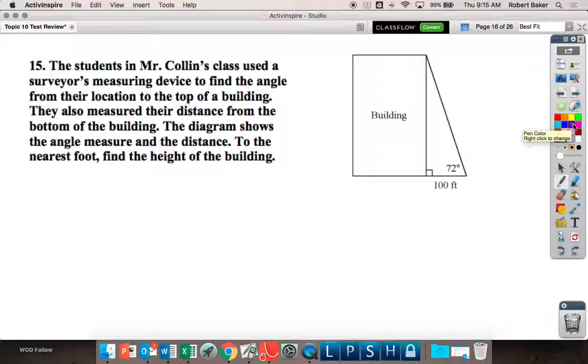This is the only question, or there are two questions, that use that angle of elevation. It says the students in Mr. Collins' class used the surveyor's measuring device to find the angle from their location to the top of the building. So kids are standing here, and they found the angle from here to the top of the building is 72 degrees. They also measured their distance from where they were standing to the building. How tall is the building? X right here.